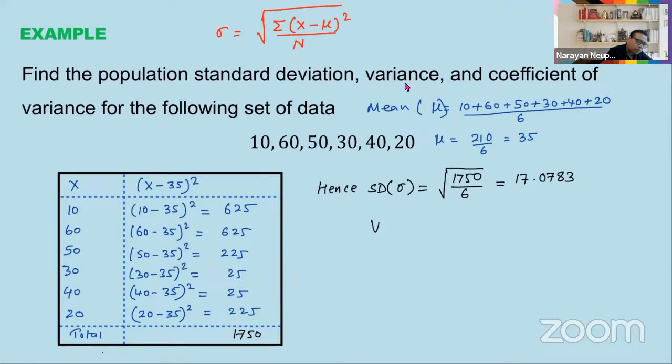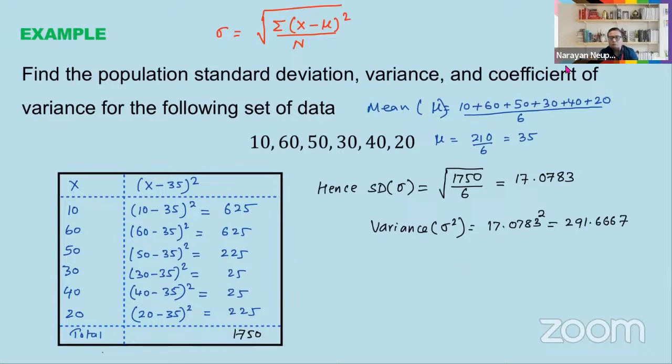So variance is sigma squared, which is 17.0783 squared. If you square that in your calculator, you'll get 291.6667. 17.0783 squared is 17.0783 times 17.0783, and that is going to be 291.6667. That is your variance. Okay, that is the second thing.